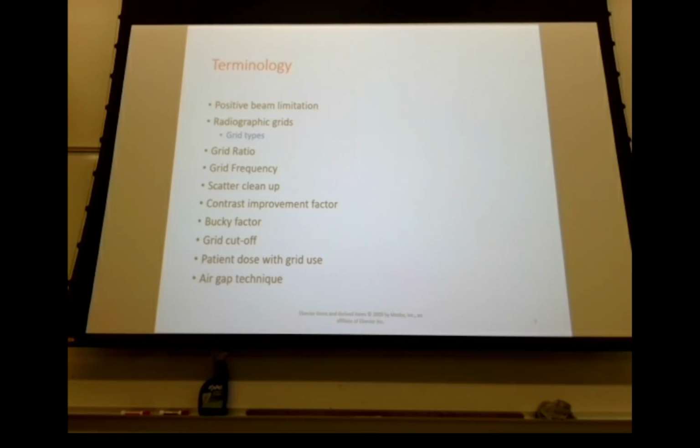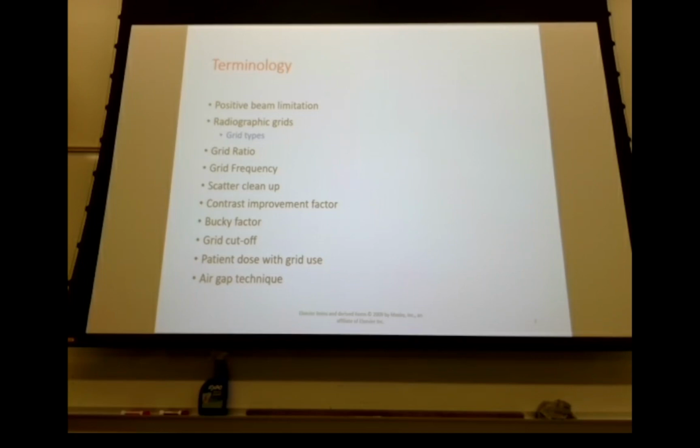Again, we'll talk about the grids in the context of grid types, grid ratio, grid frequency, and the cleanup, which types of grids have the best cleanup. We'll talk about the contrast improvement factor, which is really the main thing that controls our contrast. It's going to be a computer algorithm, but contrast improvement factor is still a testable thing. Bucky factor has to do with your technical factor change because you've used either beam restriction or introduced a grid.